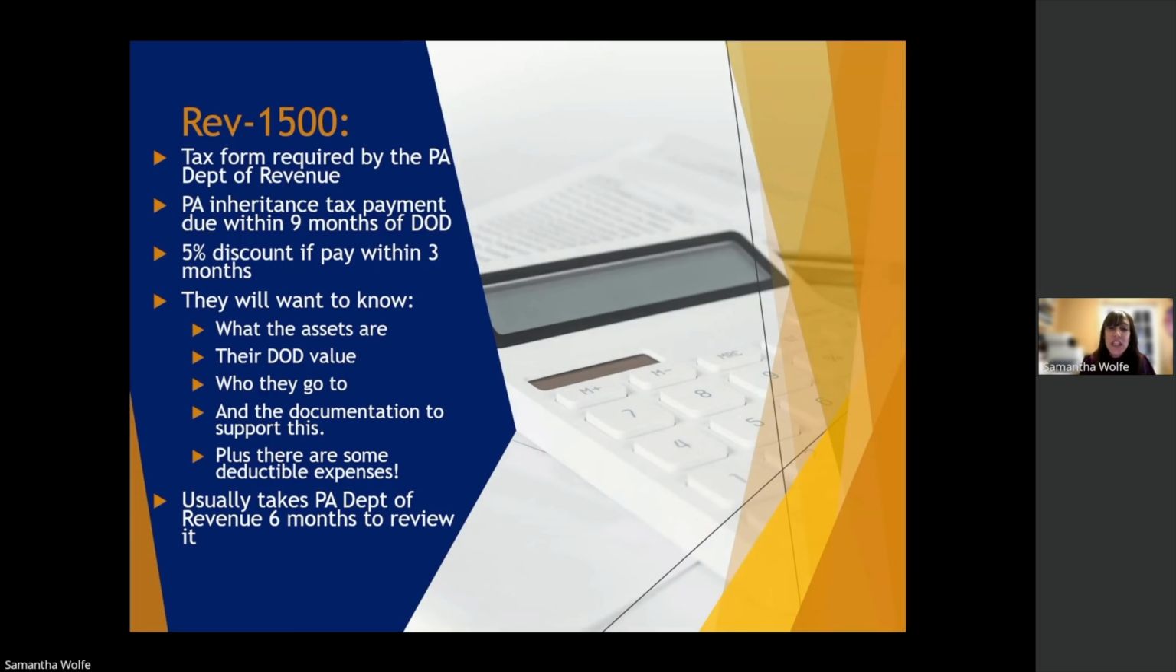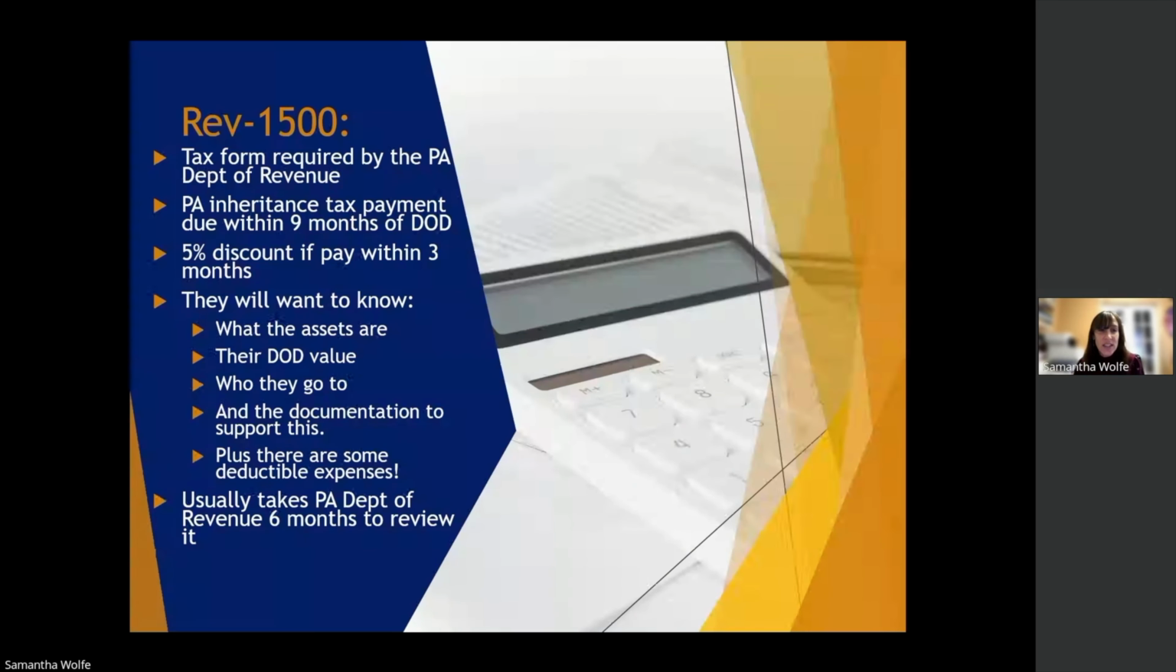The REV-1500 is the Pennsylvania inheritance tax return. So that's the form that Pennsylvania requires you to fill out as the executor, disclosing the date of death values. The return is due with payment within 9 months of the date of death. Like we talked about in the part 1 presentation, there is a 5% discount on the tax that's due if you pay within 3 months.